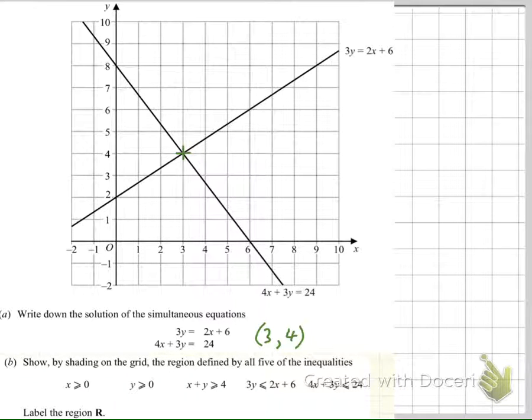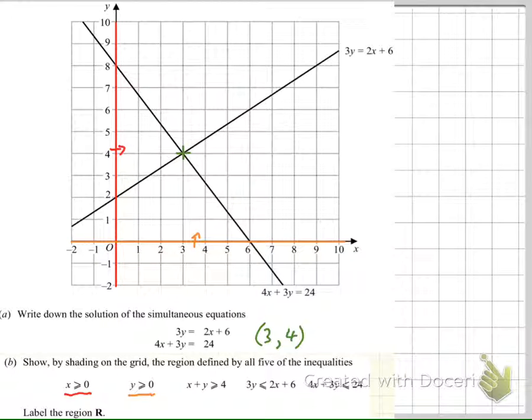Now we need to show, by shading on the grid, this region defined by all 5 of these inequalities. So note the first one, x greater than or equal to 0. Well, the line x equals 0 is the y-axis. So I've shaded this in red, and it's greater than, so we want to be to the right of that line. Okay, y greater than 0. Well, the line y equals 0 is the x-axis, and we want to be above it because it's greater than. Okay, so far so good.